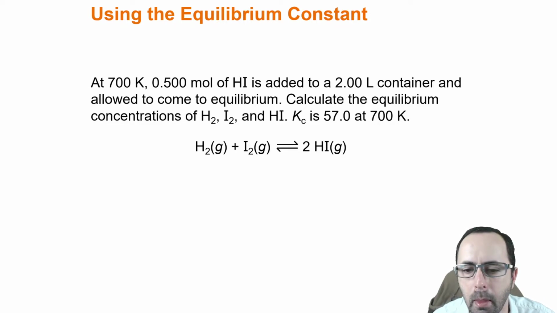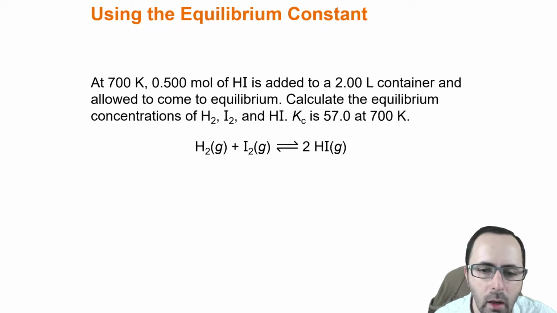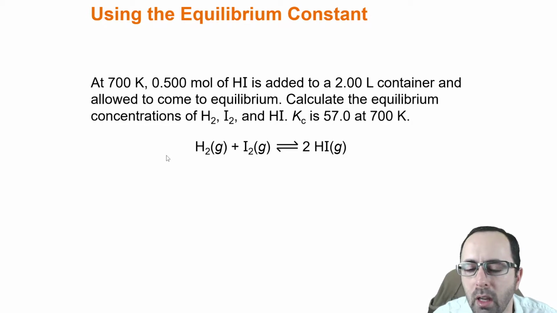Okay, so first thing is we should take a look at this equation, and we should be wondering in which direction is this reaction going to go. And then after we've determined that, we're going to do some math to figure out the equilibrium constant.